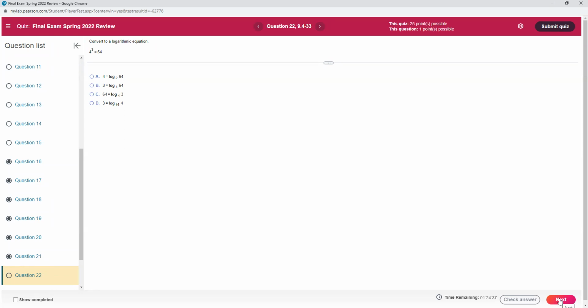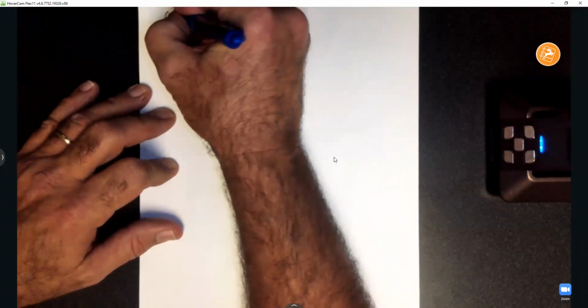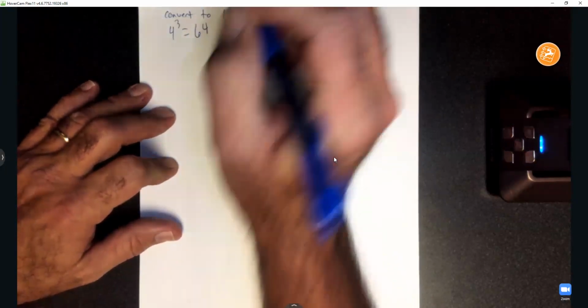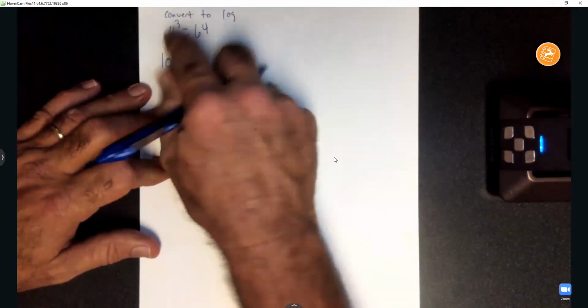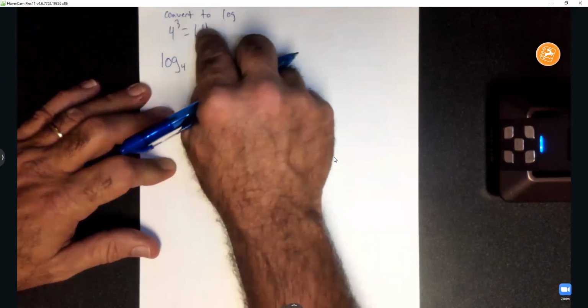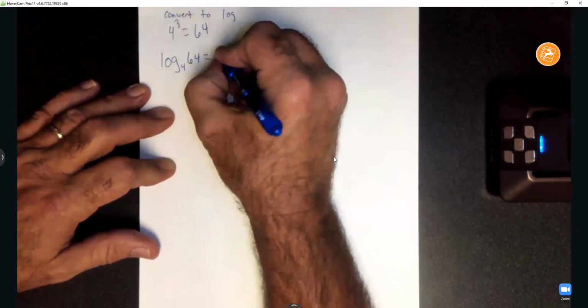All right, let me write this one down. 4 to the 3rd equals 64. So all they want us to do is convert this into a logarithmic equation. So to convert it to the log, I write log. The base is the 4, so that little 4. The result is the 64. That's going to equal my exponent of 3. So log base 4 of 64 equals 3.